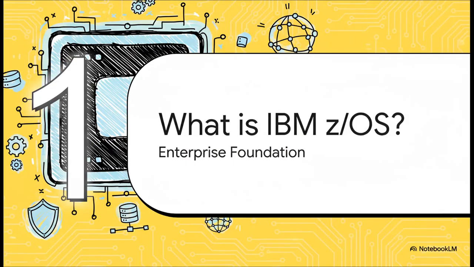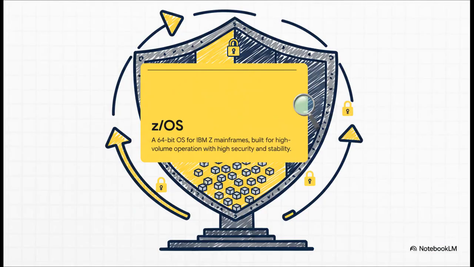All right, so what exactly is this powerhouse? To really get why it's so critical, we've got to start with what z/OS actually is. Let's break it down. At its heart, z/OS is IBM's top-tier operating system for Z-series mainframes. You've got to think of it as the ultimate specialist. It's built for one thing: running massive workloads that have to be on all the time, with absolute security and stability. We're talking about jobs that simply cannot fail, like processing millions of credit card swipes every single minute.